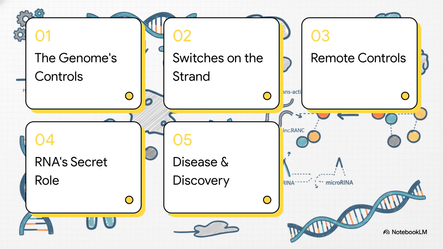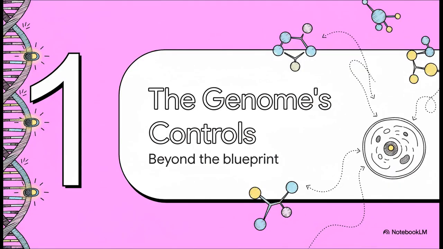So in this explainer, we're going to pull back the curtain on that control panel. We're going to look at the local switches, hardwired right into our DNA, the remote control molecules that manage genes from across the cell, the secret regulatory life of RNA, and finally, what all of this means for the future of medicine. All right, let's get started. We're moving beyond that simple idea of a genetic blueprint and diving straight into the dynamic world of the control panel, the system that actually executes the code. We're talking about gene regulation.